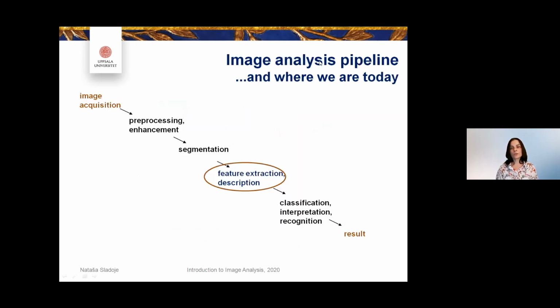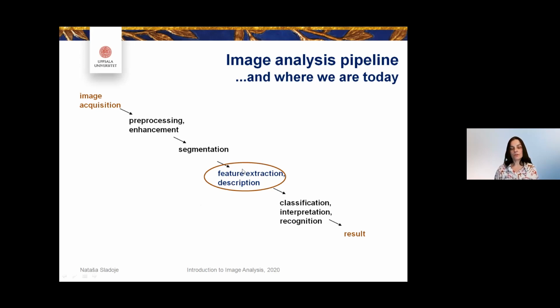When we looked at our image analysis pipeline, this feature extraction and description step was following segmentation and then proceeding to classification, interpretation, and recognition. Even though from our examples it is quite clear that this is not the only way to position it, since we had an example where feature extraction was actually a way to perform segmentation or image registration, which is then still a bit earlier or somehow a bit off this main pipeline.